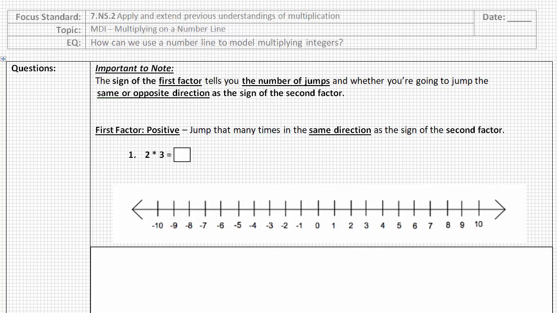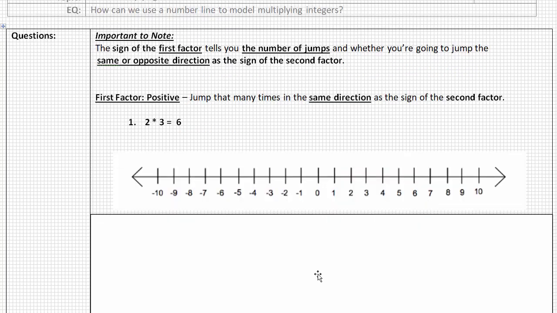So we're going to start at 0, and we're going to make 2 jumps of 3 in the positive direction. Here's our first jump to 3, and our second jump of 3 will then take us to 6. So 2 jumps in the same direction as positive 3, and 2 times 3 is 6. So our final answer is 6. Let's try the next one.